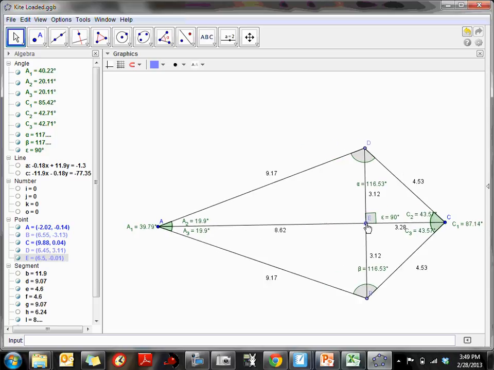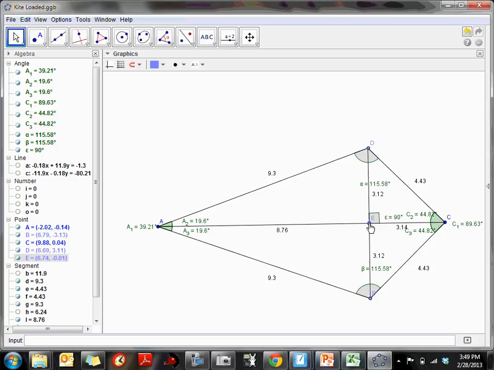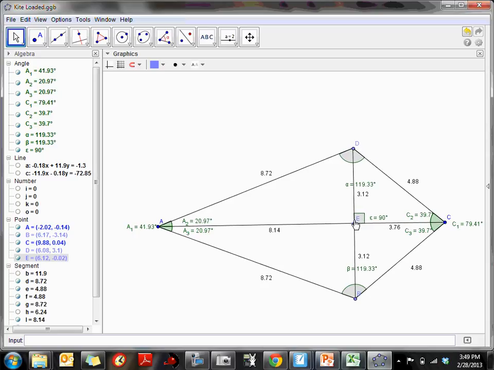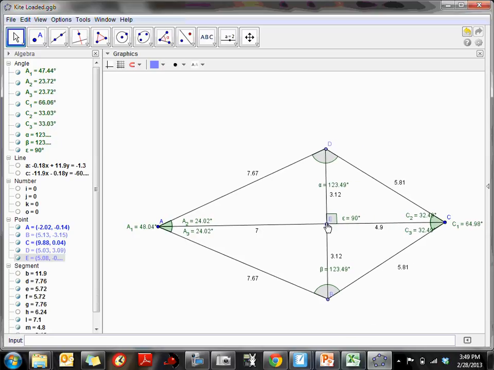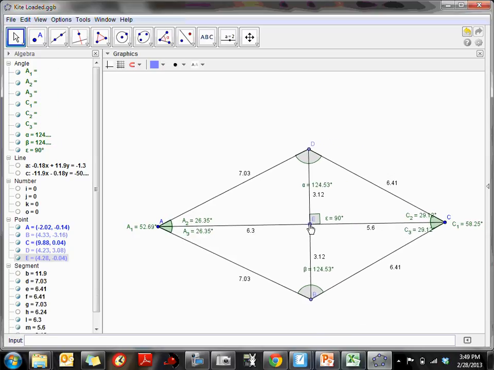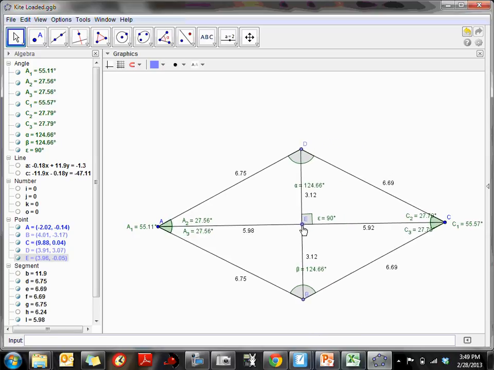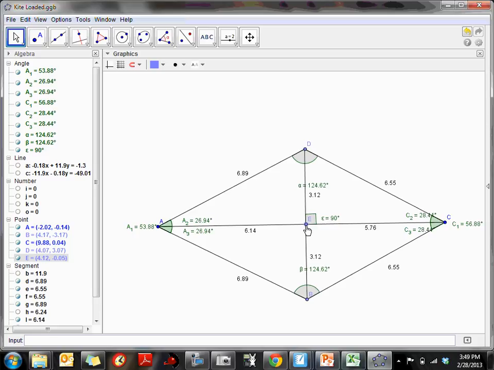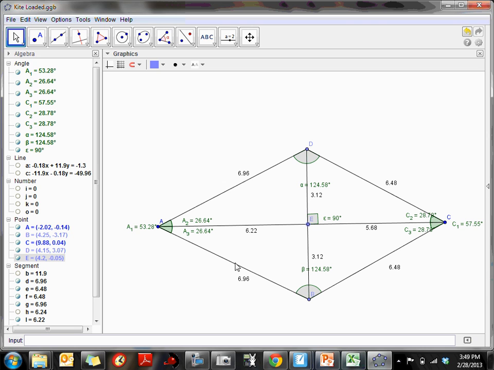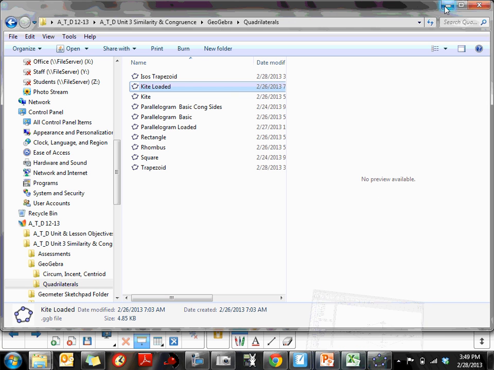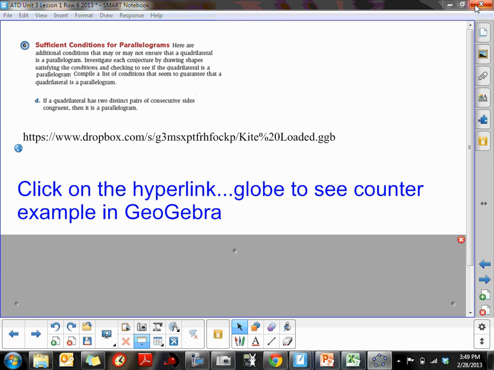But the point of the matter is, it wouldn't have to be. If we are given that there are two distinct adjacent sides that are congruent, it does not have to be a parallelogram. The only time that it would be is if we were to put it exactly in the position of a rhombus, which is very touchy and hard to do on this. So the case has been proven. Here's what we're saying: we got a counterexample to say that it is not true.